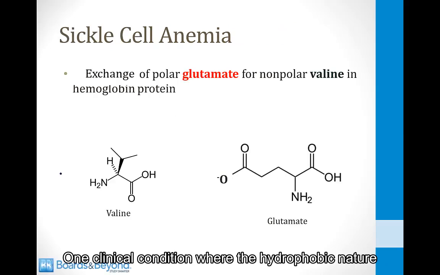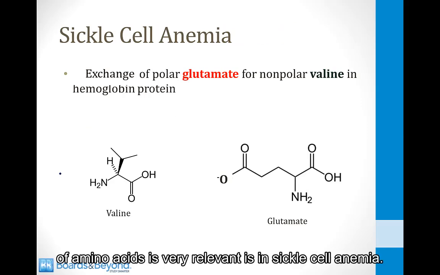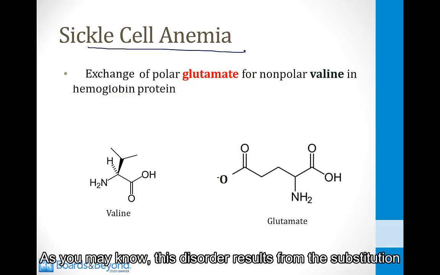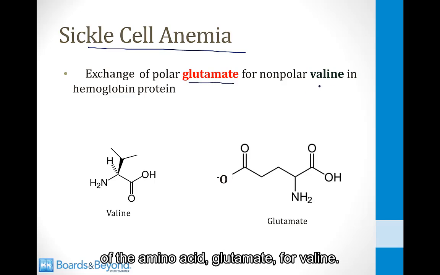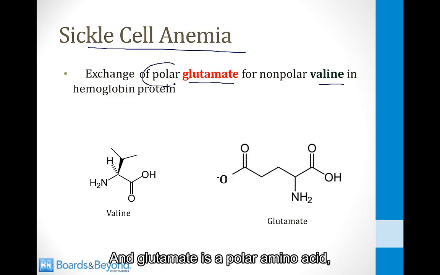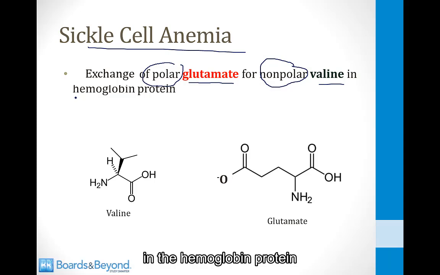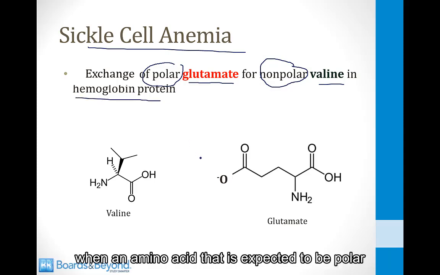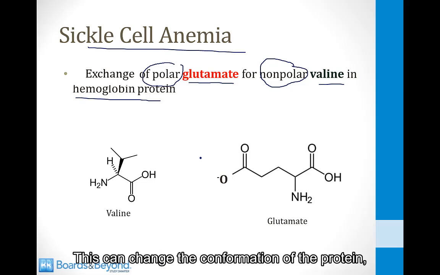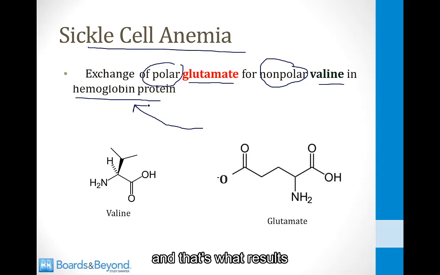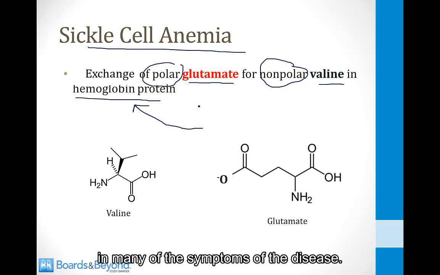One clinical condition where the hydrophobic nature of amino acids is very relevant is in sickle cell anemia. As you may know, this disorder results from the substitution of the amino acid glutamate for valine, and glutamate is a polar amino acid and valine is a nonpolar amino acid. So you can just imagine all the problems that can occur in the hemoglobin protein when an amino acid that is expected to be polar suddenly becomes nonpolar. This can change the conformation of the protein, and that's what results in many of the symptoms of the disease.